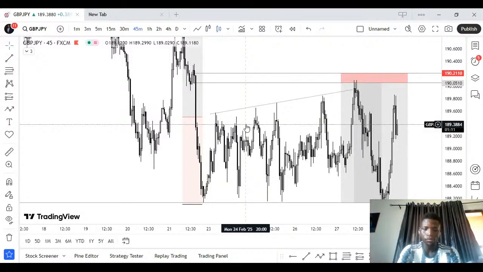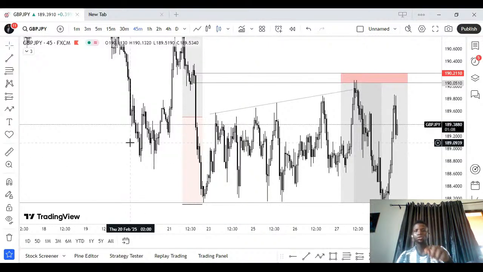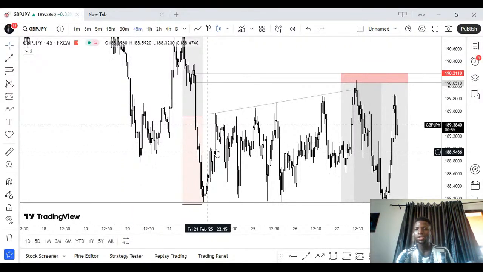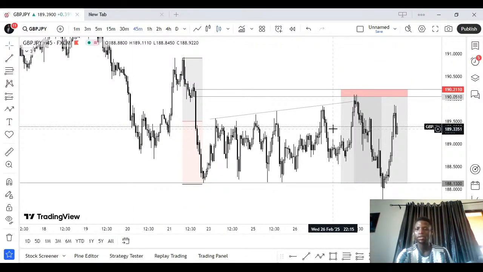All that price does is go to one liquidity, after you take it out, turn back and go for another liquidity. If you don't understand that, I have a video on this channel where I was explaining how price moves from external range liquidity to internal range liquidity. From internal, it goes back to external. From external, it goes back to internal. And you would see this is exactly what happened in this particular trade.